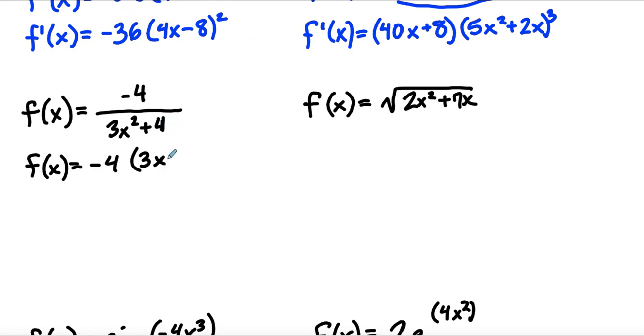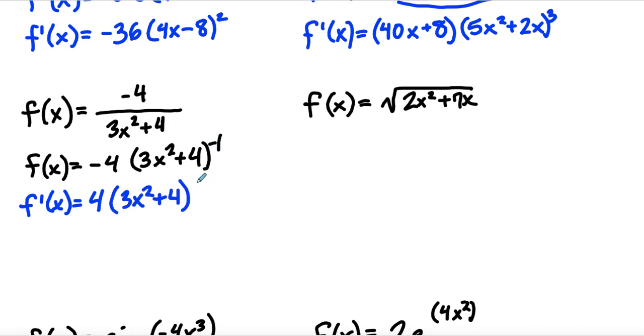If I rewrite it here, I get 3x squared plus 4 to the negative 1. Now I can do the chain rule, and this is not so bad. I actually think doing the chain rule here is easier than the quotient rule. So I bring the negative 1 down, times negative 4, which gives me a positive 4. I've got 3x squared plus 4. Now I'm going to subtract 1 here, which leaves me with negative 2.